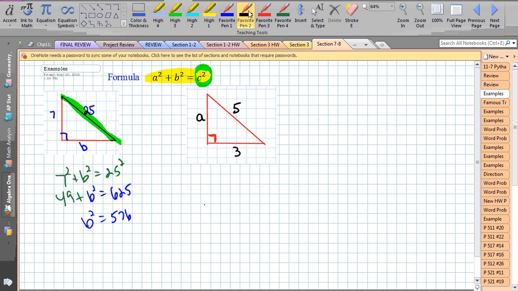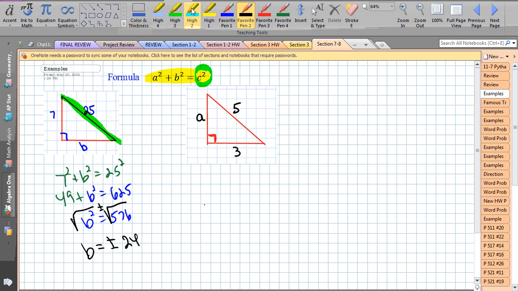And now I have to square root both sides because I don't want b squared. If I take the square root of b squared, it ends up being b. And so this is actually plus and minus 24. Why is 24 a whole number?